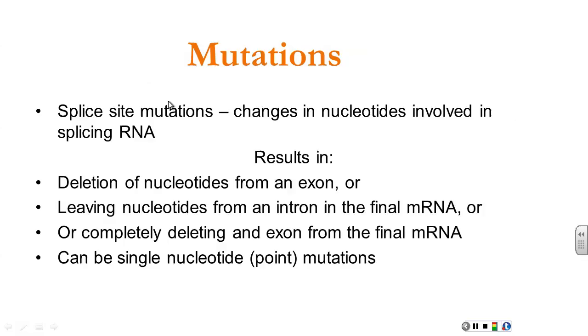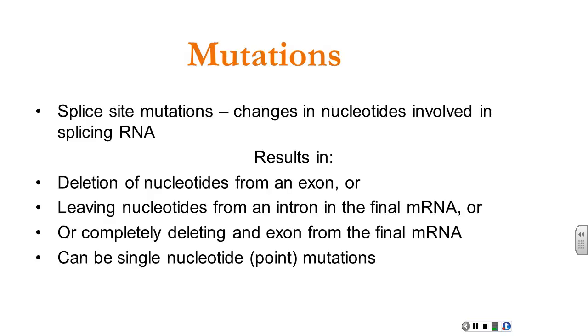For example, we can have splice site mutations. These are changes in nucleotides involved in splicing RNA. We've already talked about splicing when we talked about transcription, right? That's joining those exons together, taking out the introns. Now, when we went over that, I told you you didn't have to memorize the specific sequence at those junctions, but I told you it was very sequence specific. So where the junctions between an exon and an intron are, there's very specific nucleotides. And that tells the splicing apparatus what needs to be spliced out and what needs to be joined together.